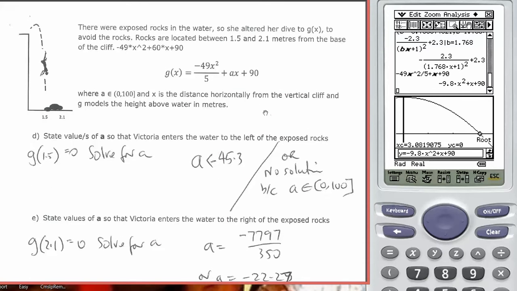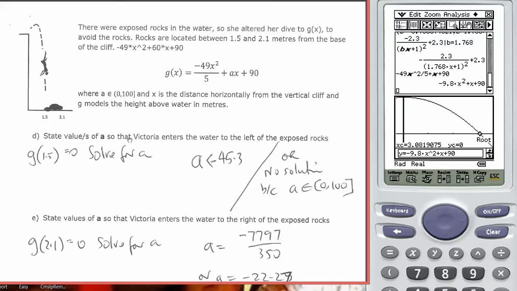Okay, over the page. There are exposed rocks in the water, so she alters her dive to g of x, where g of x is here, where I've got plus ax plus 90. Now there's a little misprint in the readings. This should be a negative ax, however I'm going to answer the question for this particular a, even though a is supposed to be a positive number as defined by here. So in the 2014 paper I accepted two sets of answers, a set of answers based on this rule and a set of answers based on this definition of a having to be positive.